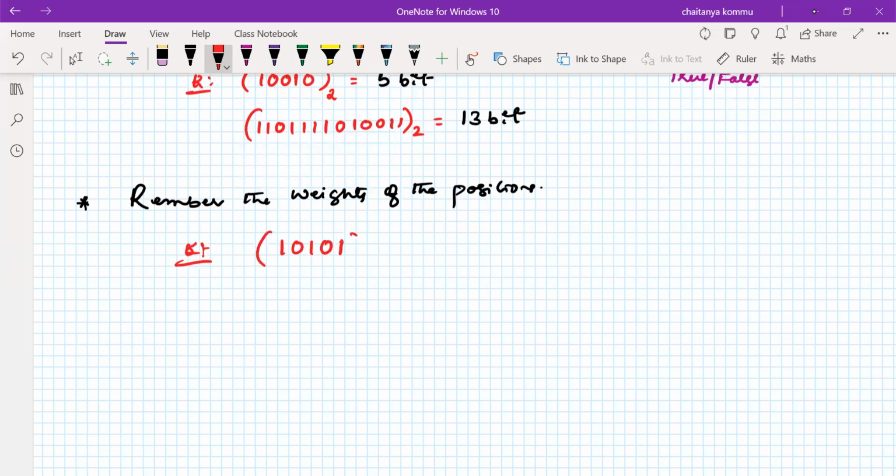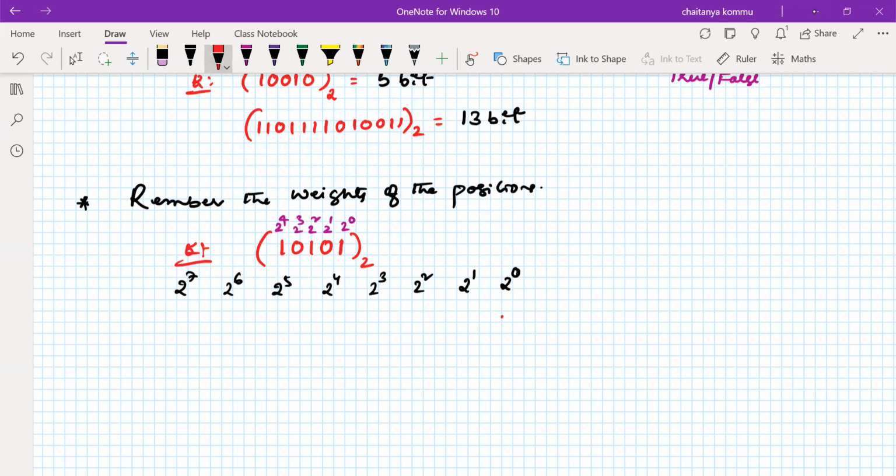What is its weight here? This position weight is 2 power 0. This position weight is 2 power 1. This one is 2 power 2, 2 power 3, 2 power 4. These are the positional weights of a particular coefficient. So you have to remember what 2 power 0, 2 power 1, 2 power 2, 2 power 3, 2 power 4, 2 power 5, 2 power 6, 2 power 7 mean. At least the 8-bit weights you should know.